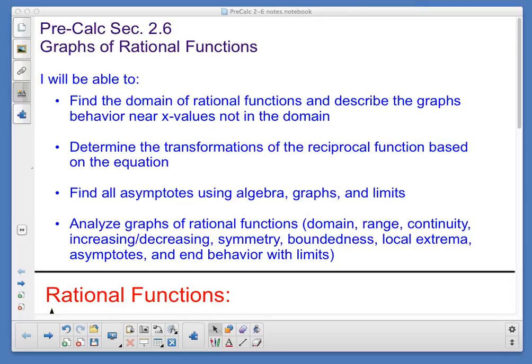Okay, so we got 2-6 graphs of rational functions. Next time this week, we're looking at completing the square, writing vertex form of the equation f of x equals a times the quantity x minus h squared plus k. We're looking at completing the square to write it that way.